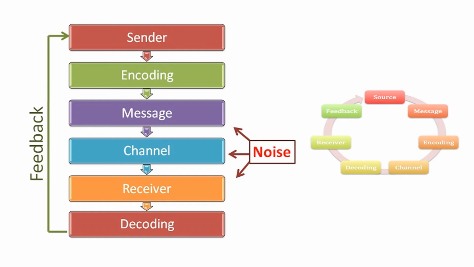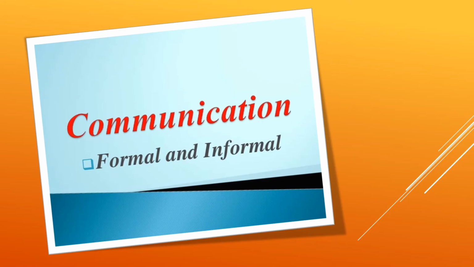Disturbance in the telephone line, faulty decoding, poor internet connection, improper gestures and posture, etc. are the examples of noise. It is not a particular step of the communication process. It may take place at any step. So as I told you earlier, we will discuss the formal and informal communications later.